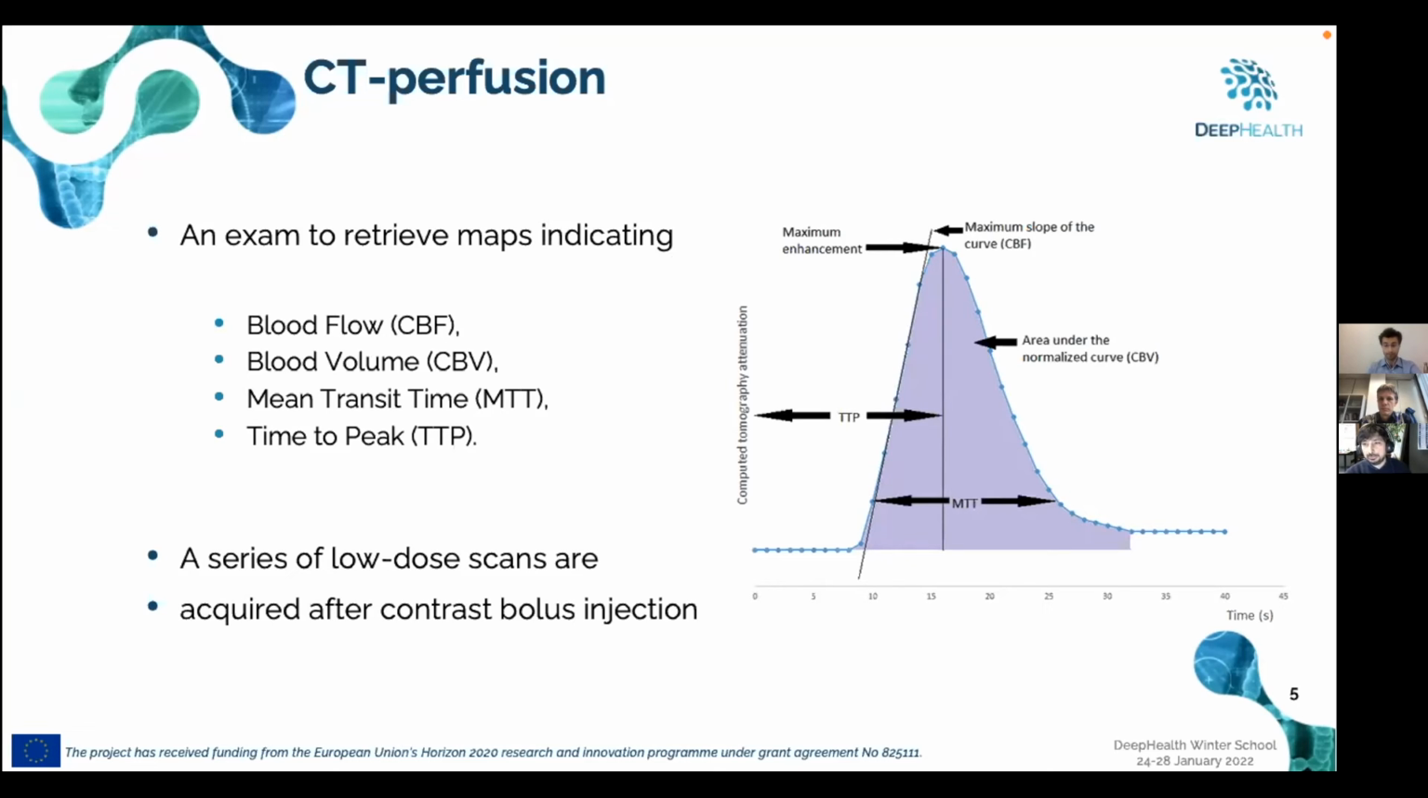The CBF is the maximum slope, so the differential during the first part of the curve, and the mean transit time is the mean time for wash out. In a normal situation, it's very easy. You can basically extract from the curve all your parameters that correspond to physiologically important medical information. But in the real situation, you have a lot of noise, you have a lot of problems that can basically give a completely wrong estimation of this result.